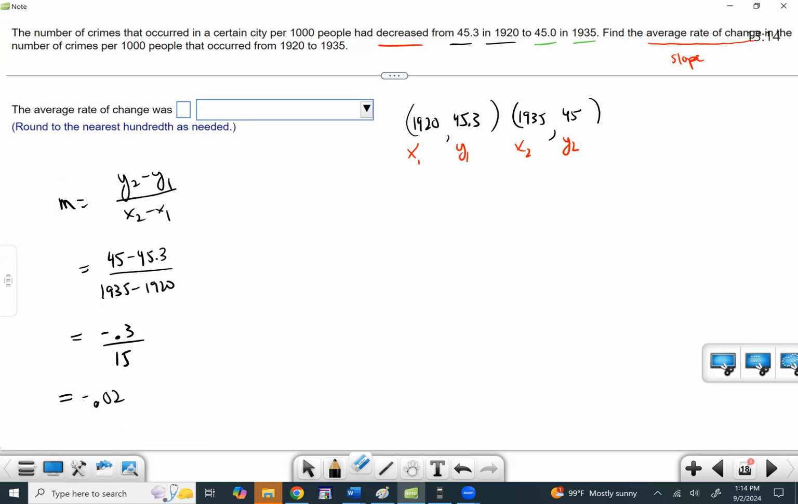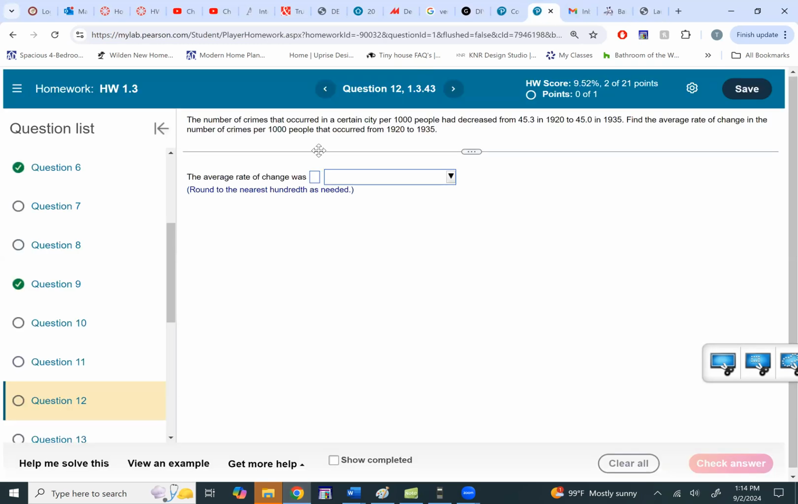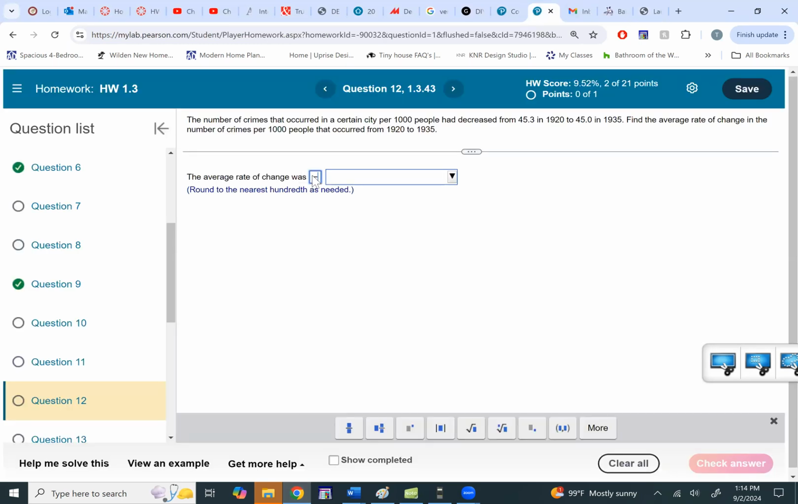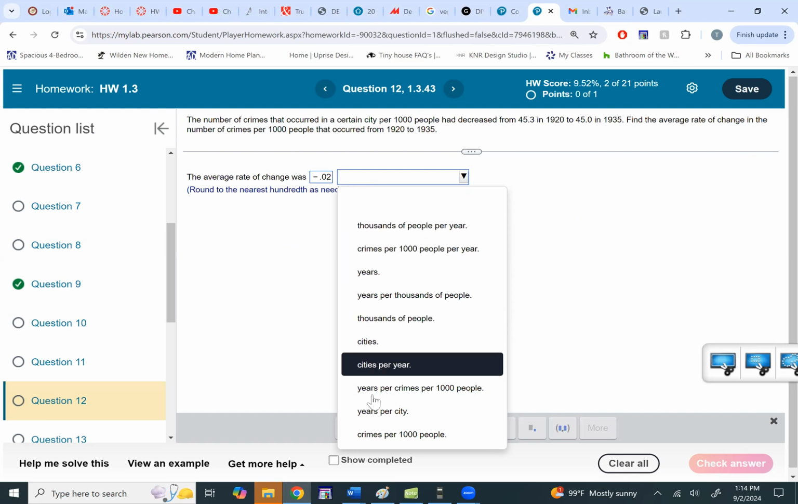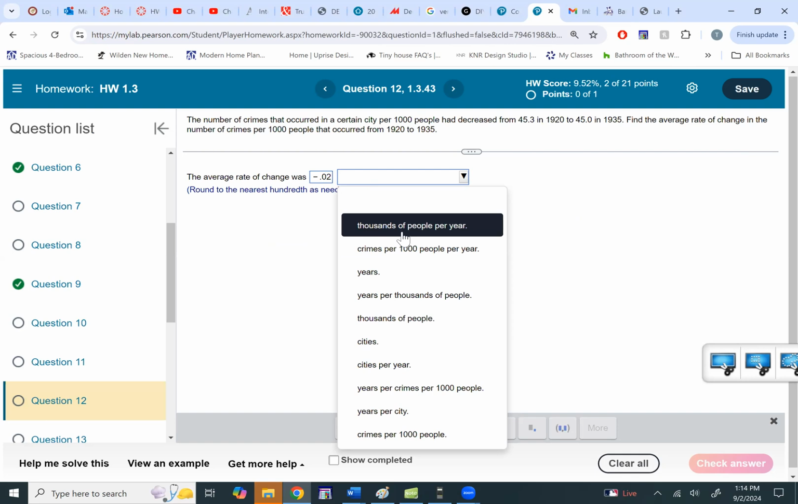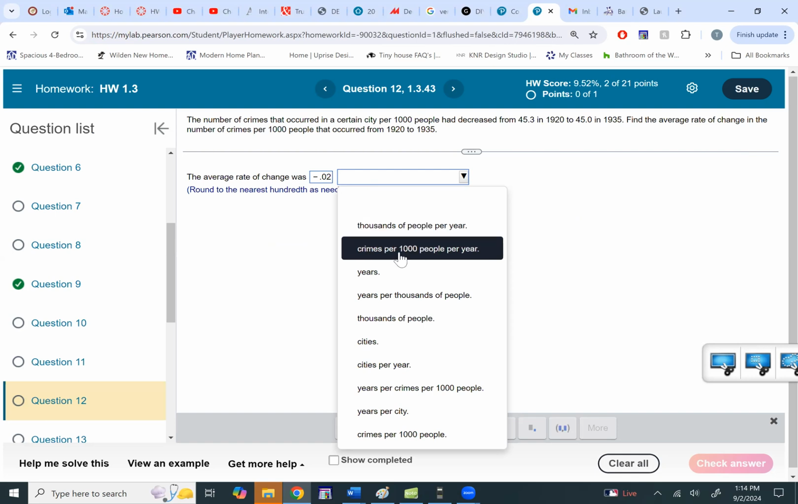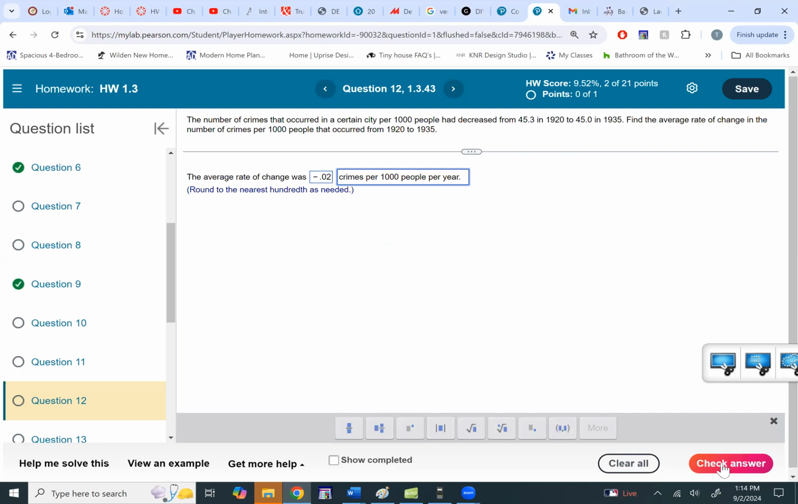So this means that the number of crimes for every 1,000 people went down, right? The average is 0.02. Okay, that's per 1,000. Okay, so let me go ahead and put negative 0.02 in. The average rate of change was negative 0.02 crimes per 1,000 people. Crimes per 1,000 people. Clear? There we go.